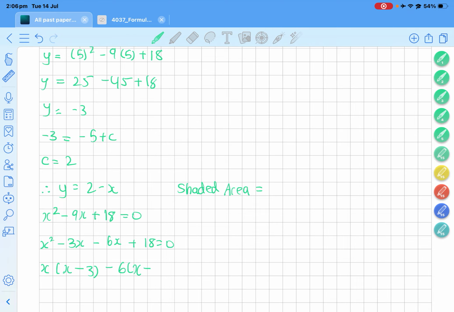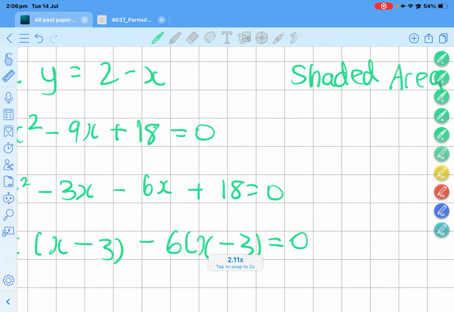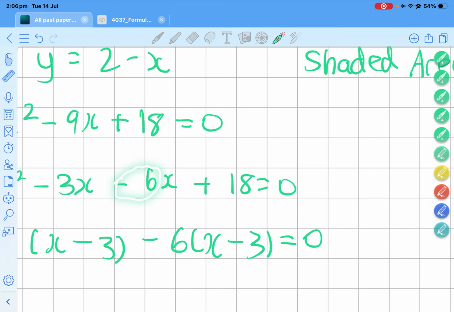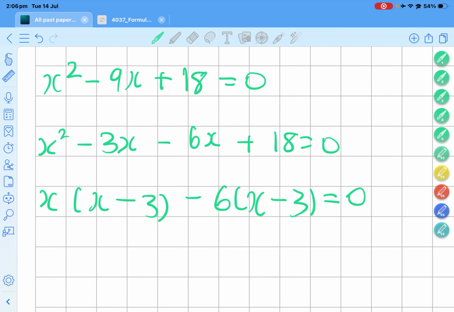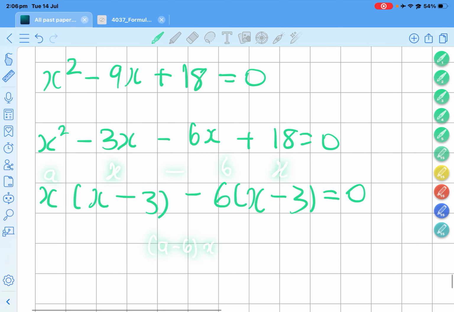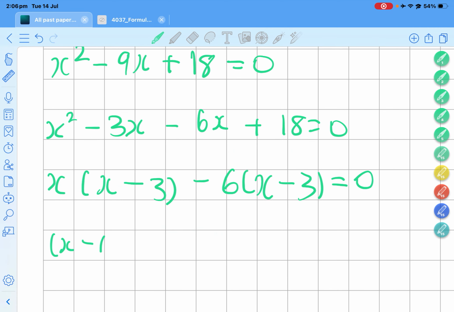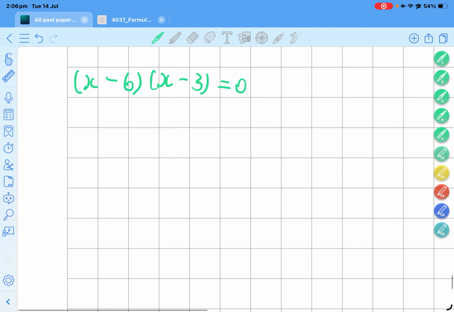But be careful, because you're factoring out a minus 6, so the positive term becomes a negative when divided by minus 6. Then you know that x minus 3 is common, so I have x many terms of x and minus 6 many terms of x, so basically x minus 6 into x minus 3 equals 0. So each one of these must equal 0, so either x equals 3 or x equals 6.